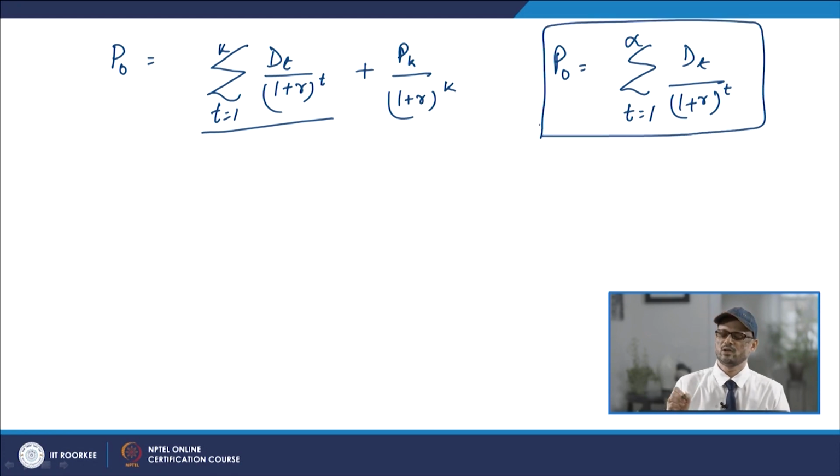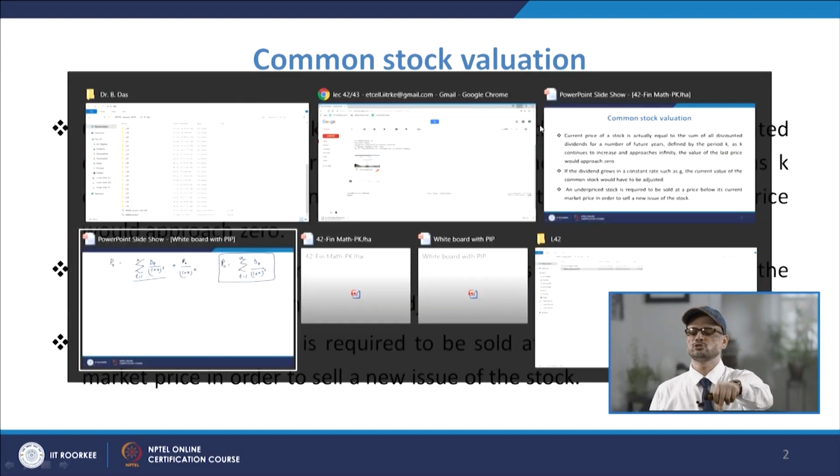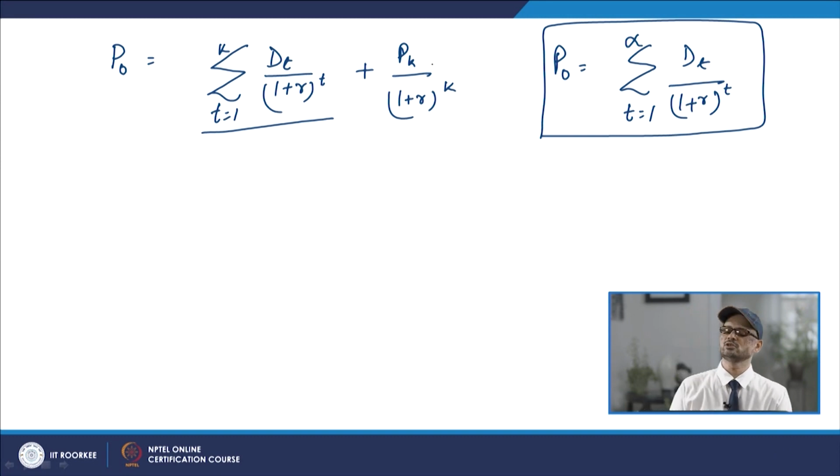So, P naught is the summation of dt upon 1 plus r raised to the power t, for t equal to 1 to infinity. It is written that the value of the last price will be approaching 0, and you get P naught as this.